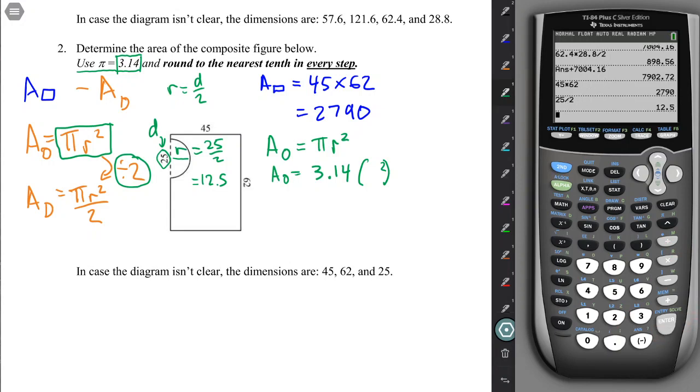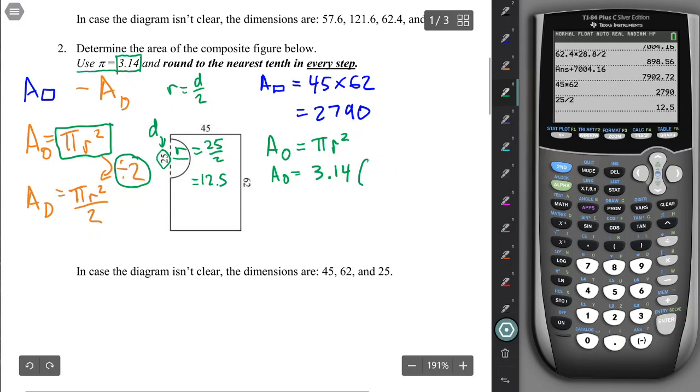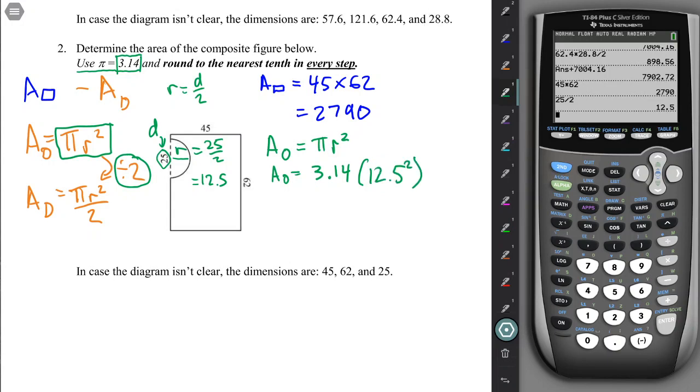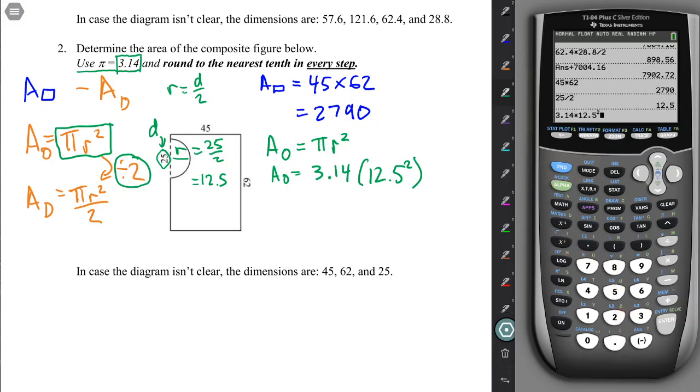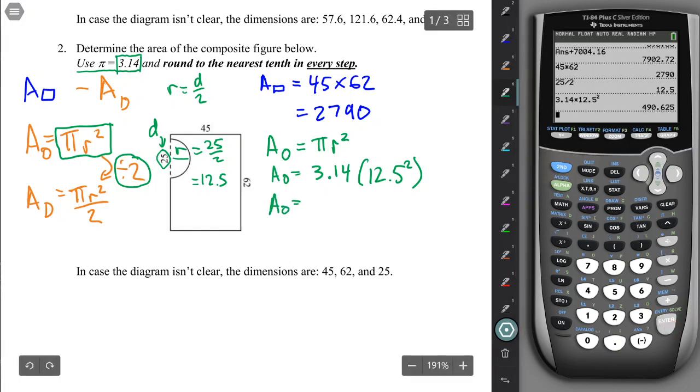I didn't leave myself enough room in this box. So this is going to be 12.5 squared. So what I do in my calculator, I'm going to do 3.14 times my radius squared. Okay, so I've got a fancy calculator that lets me do this in one step. So I can see that the area of my circle is 490.625. Now, if you don't have a fancy scientific or graphing calculator, you might need to do this in two steps.